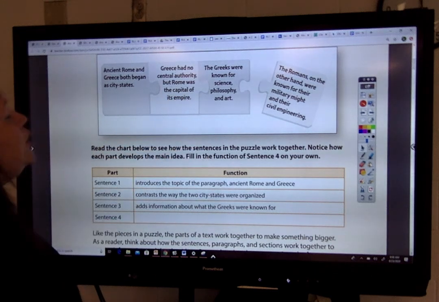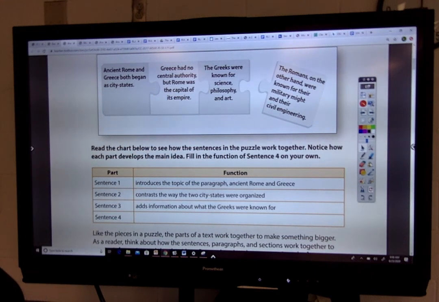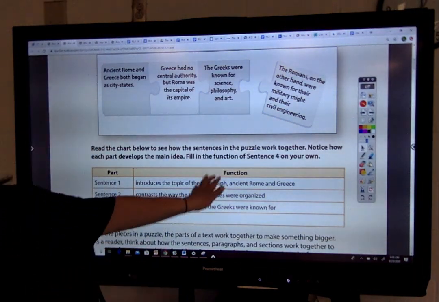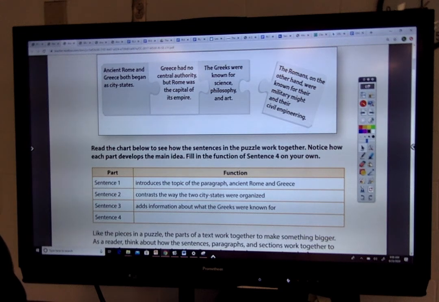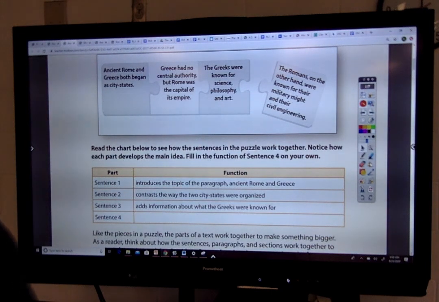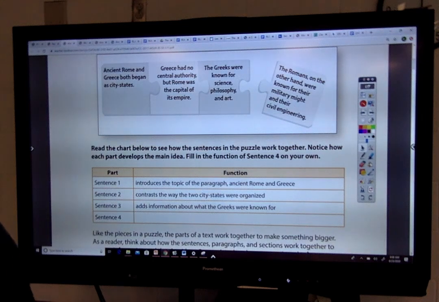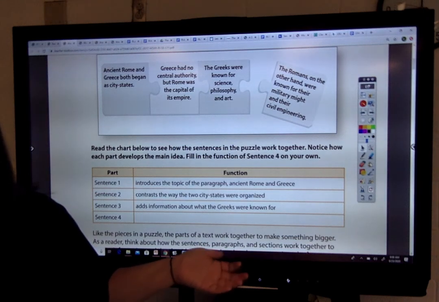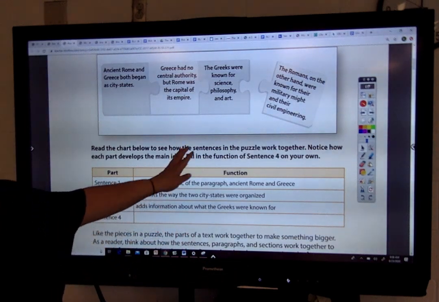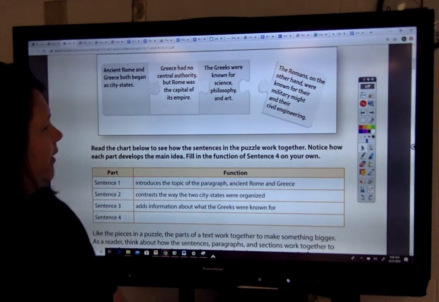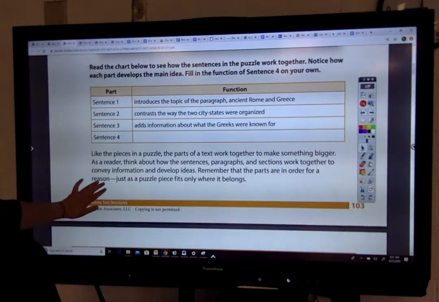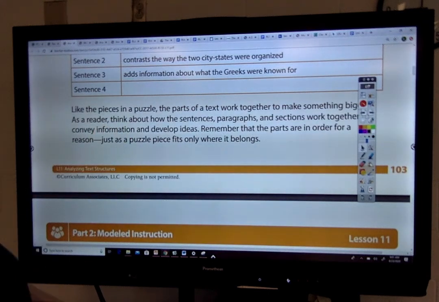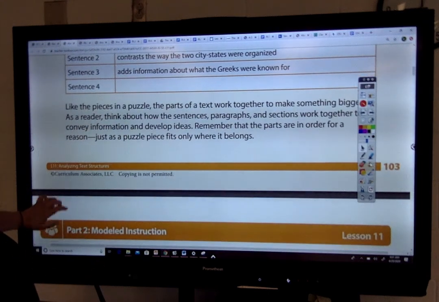Okay, sentence 3. The Greeks were known for science, philosophy, and art. All that does is add information about what the Greeks were known for. So here, the Romans, on the other hand, were known for their military might and their civil engineering. Okay, so on sentence 4 there, it just introduces the topic by telling how the Romans were known for their military might. So it goes together just like parts of a puzzle. The parts of a text work together to make something bigger.